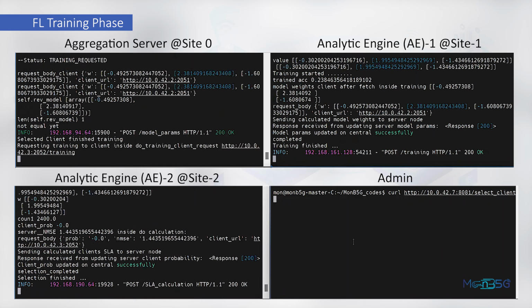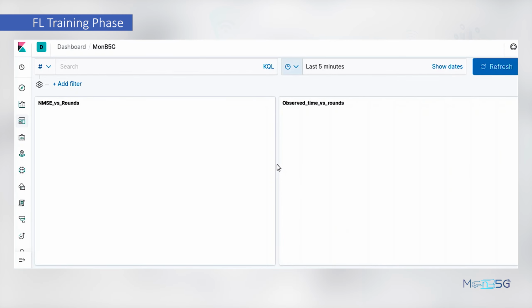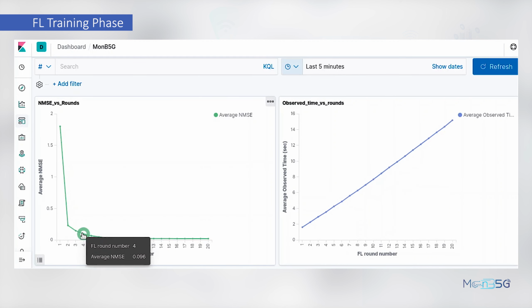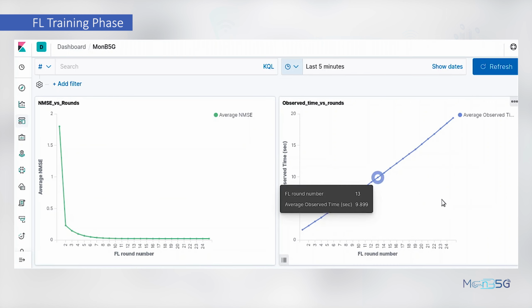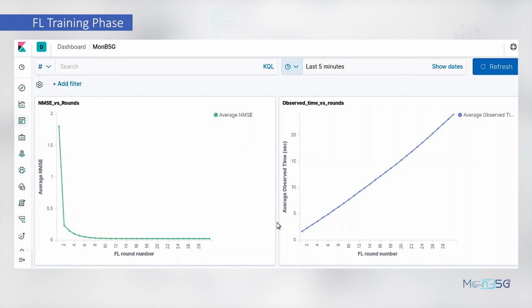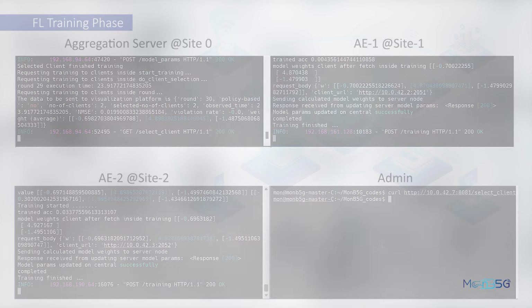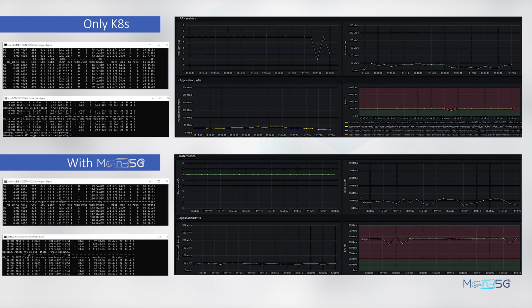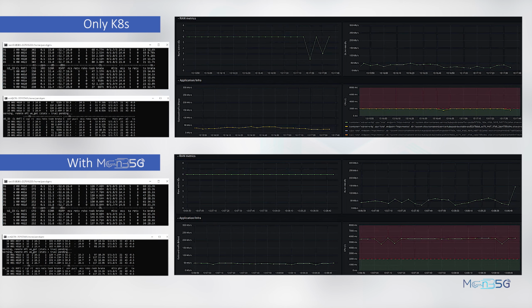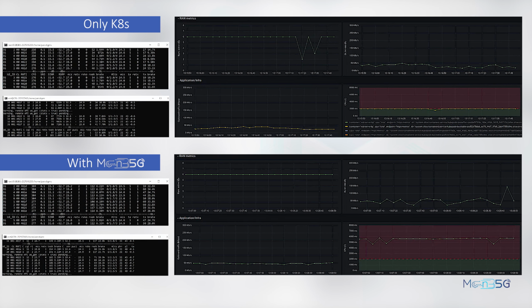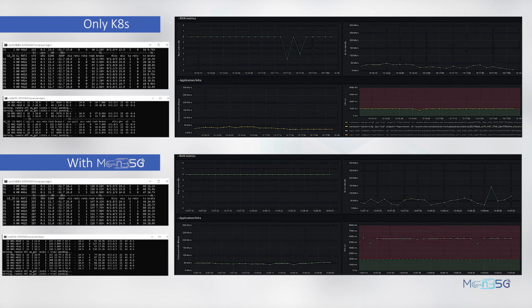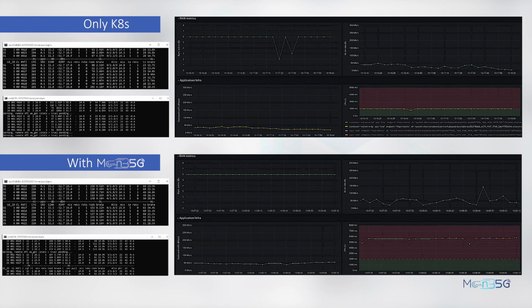Federated learning process has now started by the administrator. Normalized mean squared error and observed computation time versus federated learning rounds can be observed in real time. Both values converge at the end of the federated learning process. The metrics of virtual reality streaming video application and how MonB5G forecasting features can adapt are demonstrated here. On the top side of the figure, we can see the metrics for the Kubernetes-only solution. On the bottom side, we can see the metrics for the MonB5G solution when the number of virtual reality streaming clients is 6 in both cases.